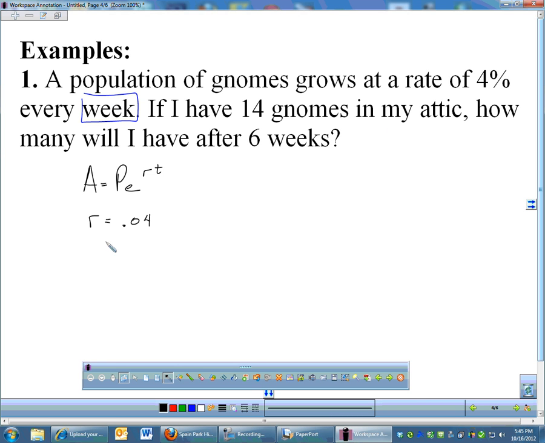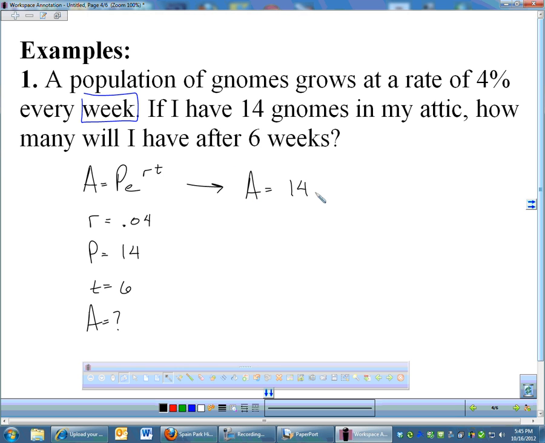I have 14 gnomes in my attic, so that is an initial amount of gnomes. And believe me, you don't want gnomes in your attic. It's hard to get rid of them. And how many will I have after 6 weeks? So T is going to be 6, which means we don't know what A is. We're looking for how many we have. So let's throw all this in. A is going to be 14 times e to the 0.04 times 6.